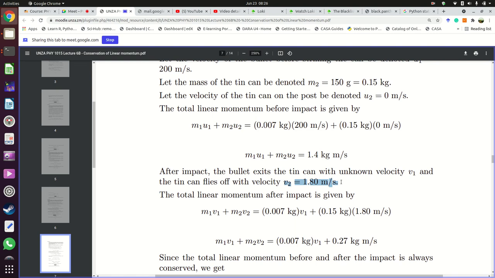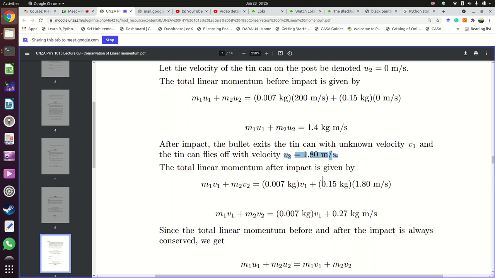So we can work out the total amount of motion after impact based on the unknown velocity of the bullet, V1, and the known velocity of the can, V2, which is 1.8 meters per second. So we have M1, the mass of the bullet, multiplied by V1, the velocity of the bullet, plus M2, the mass of the can, multiplied by V2, the velocity of the can after impact. So this is the mass of the bullet, 0.007 kgs, multiplied by V1, the unknown velocity of the bullet, plus the mass of the can, 0.15 kgs, multiplied by the velocity of the can after impact, which I told is 1.8 meters per second.